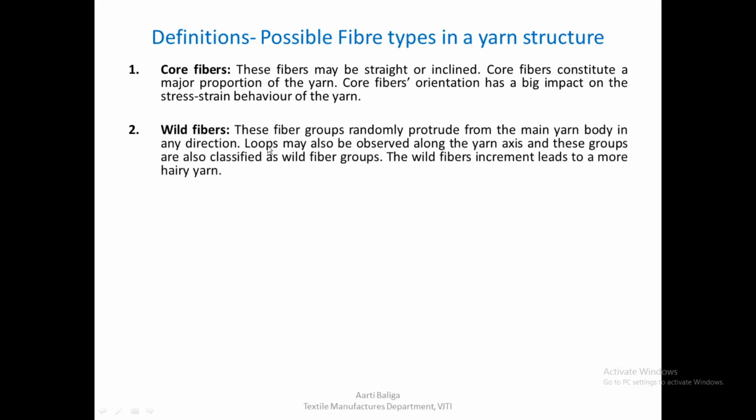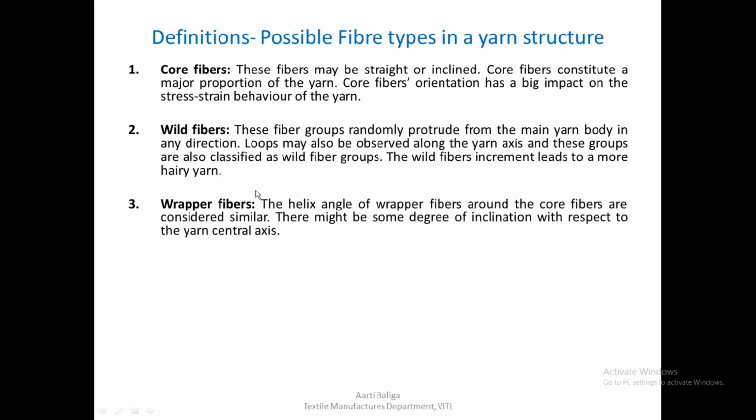So the second type is the wild fibers. These fiber groups randomly protrude from the main yarn body in any direction. Loops may also be observed along the yarn axis, and these groups are also classified as wild fiber groups. The wild fibers increment leads to a more hairy yarn.